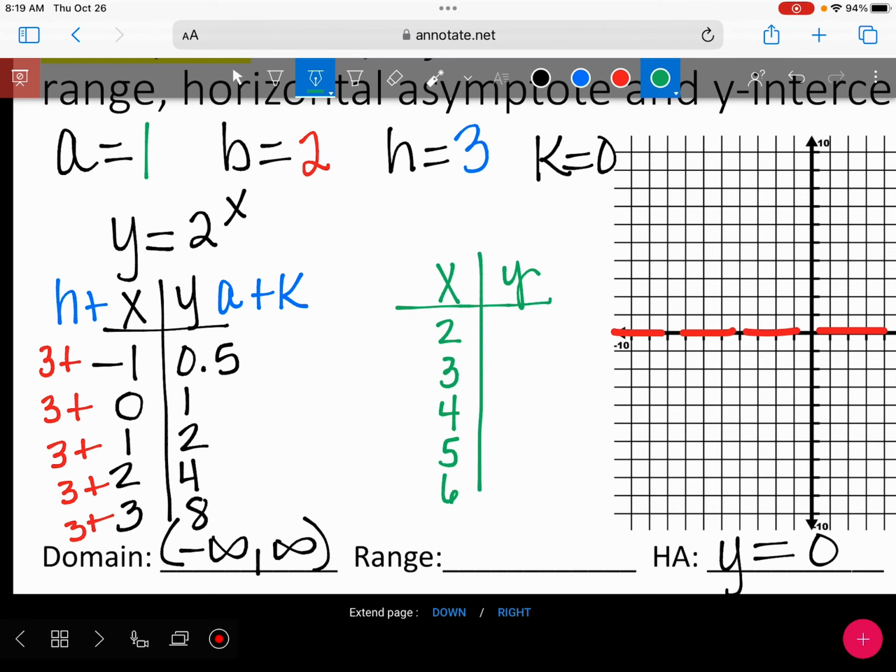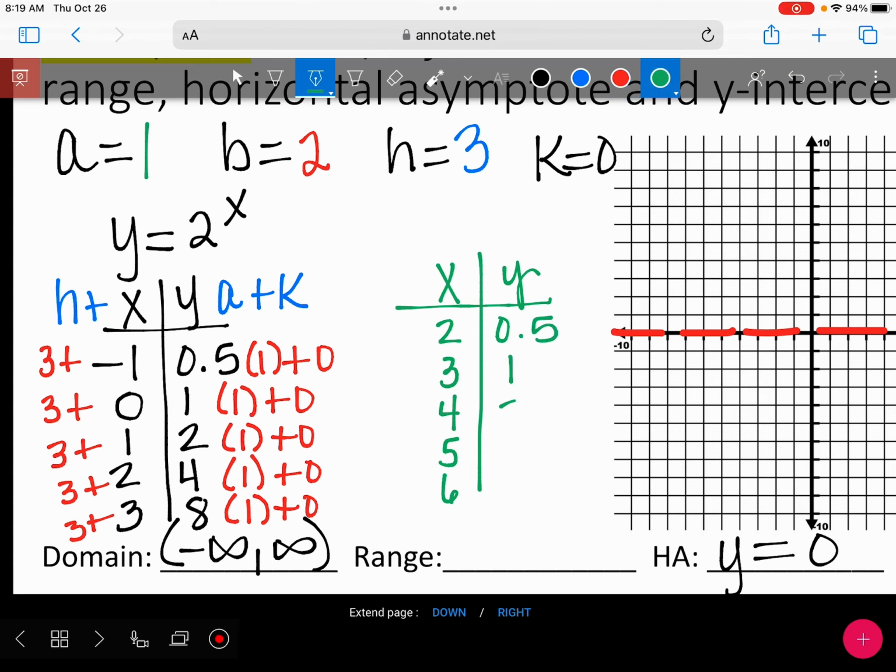And for your y value, a is 1, so we're going to multiply these numbers by 1 and add 0. If I multiply by 1 and add 0, does that change the value of that number? No. So our 5 y values are going to remain the same. 0.5, 1, 2, 4, 8. This is the table that you're going to graph.